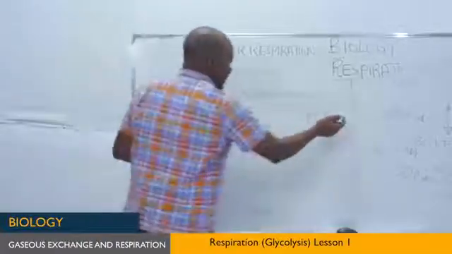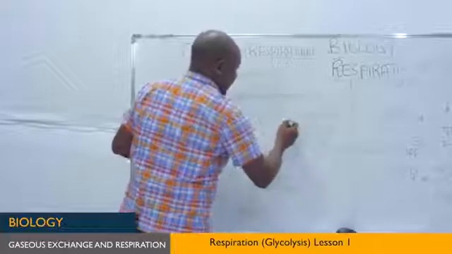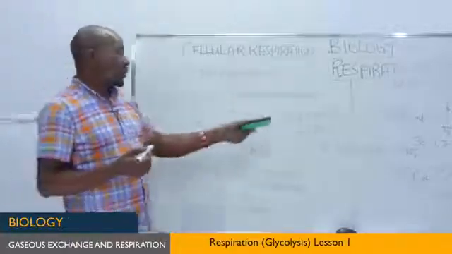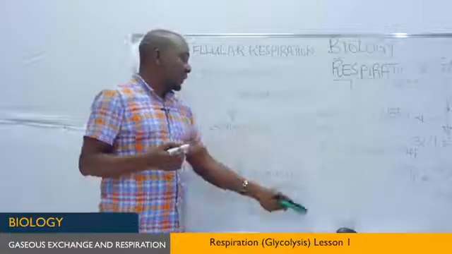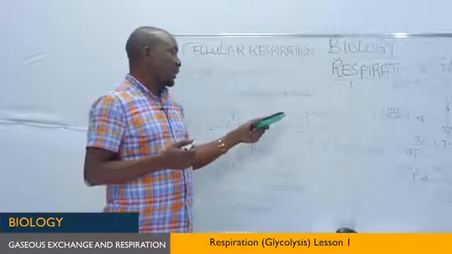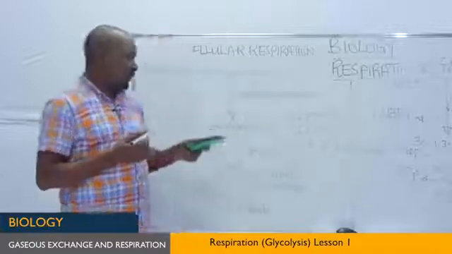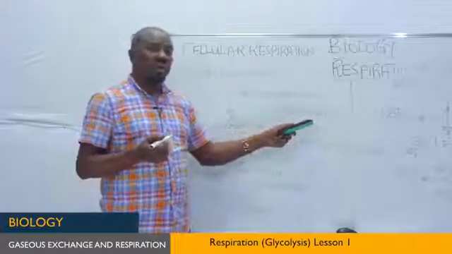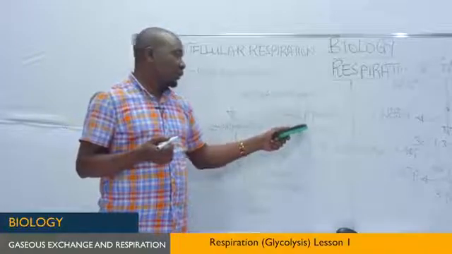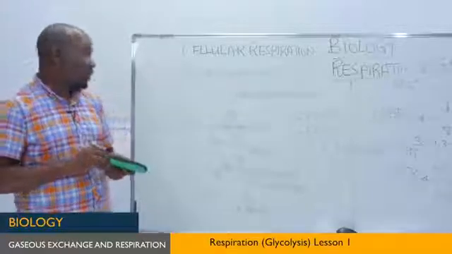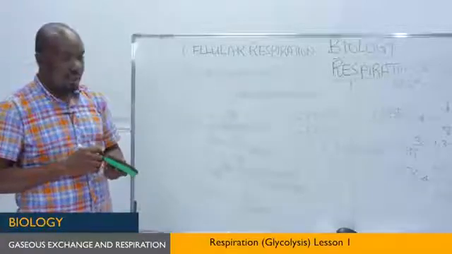The pyruvate is still an energy molecule. So this will enter the next stage of respiration, which is the Krebs cycle. The NADH is the hydrogen carrier or energy carrier. So this will enter into the third stage, that is the electron transport chain.